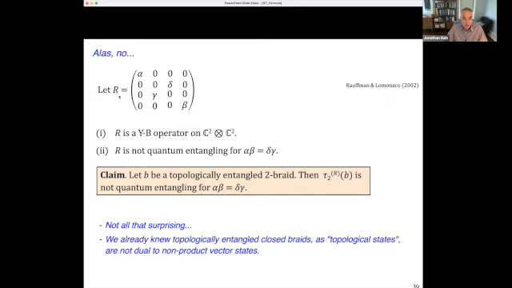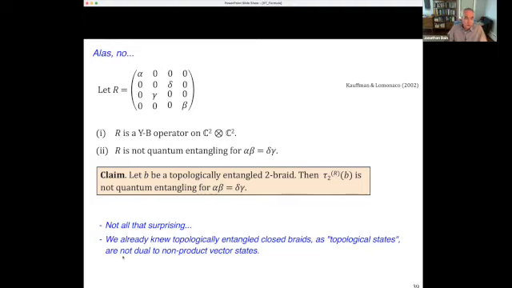Kauffman and Lomonaco demonstrate this by a particular realization of a Yang-Baxter operator, defined on two copies of two-dimensional complex space. They show that it's not quantum entangling just when alpha times beta equals delta times gamma, where alpha, beta, delta, gamma are the non-zero entries in this matrix representation of it. This entails that if B is a topologically entangled two-braid, then a unitary representation of it is not quantum entangling for these values of the matrix elements.